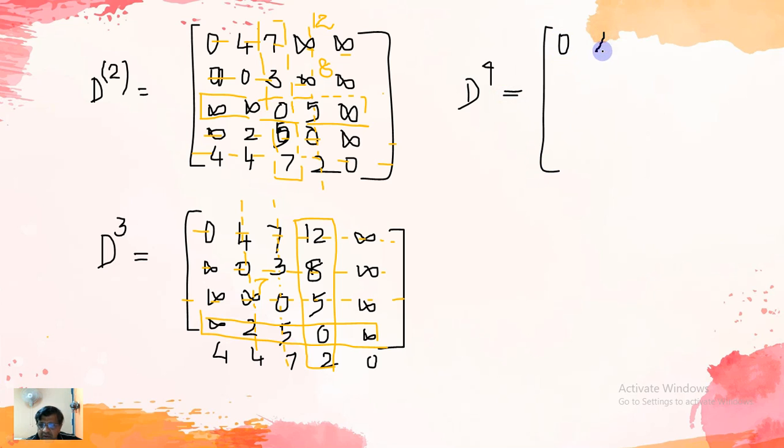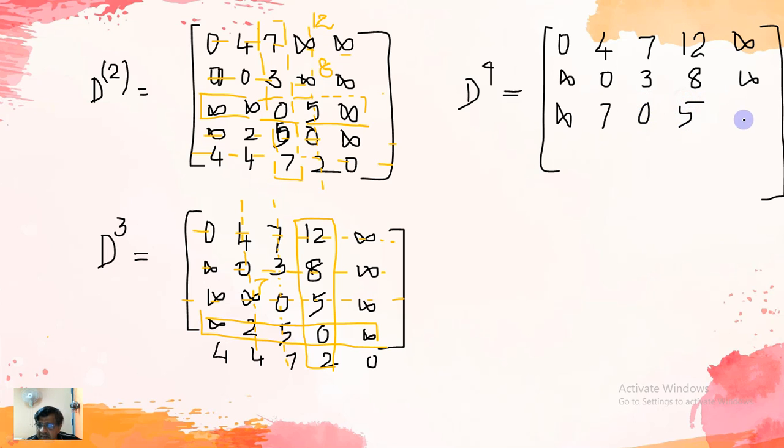0, 4, 7, 12, infinity. The next row: infinity, 0, 3, 8, infinity. Then infinity, 7, 0, 5, and infinity. Then 2, 5, 0, infinity, and 4, 4, 7, 2, 0.